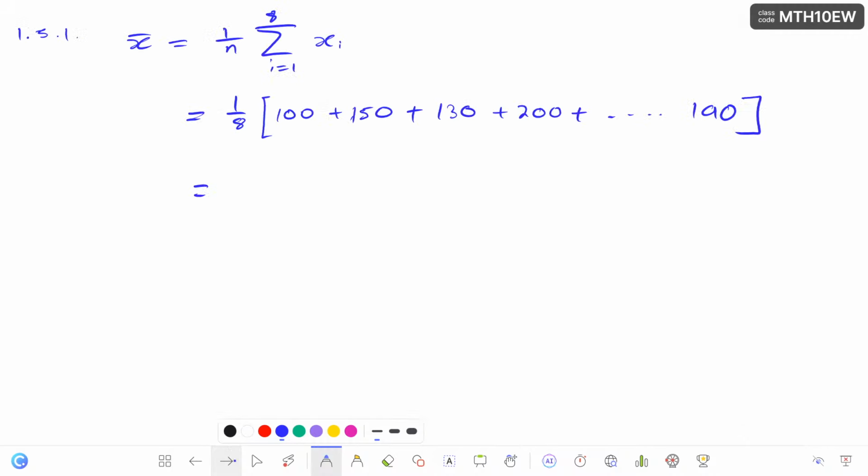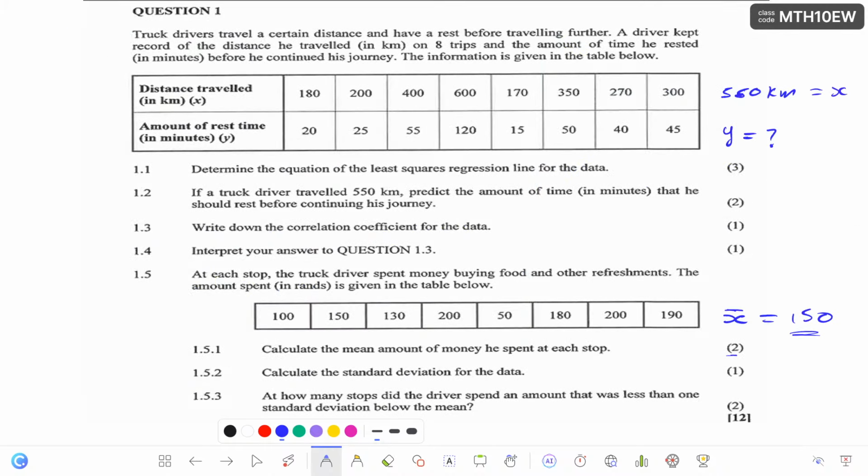So when I punch this number, we're going to get 1,200. So divide by 8. Let's check what we get. Yes, we get 150. And when we use our calculator, we also get our mean as 150. So, okay, let's check the second question.